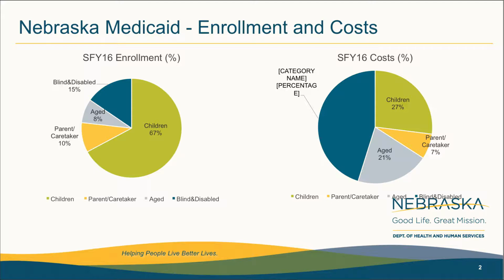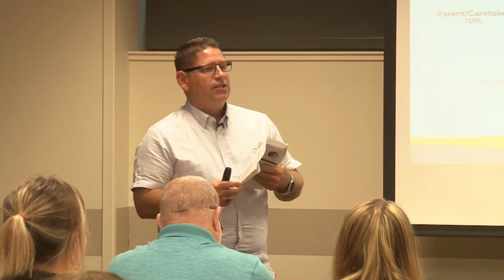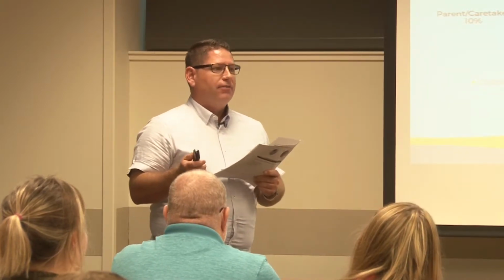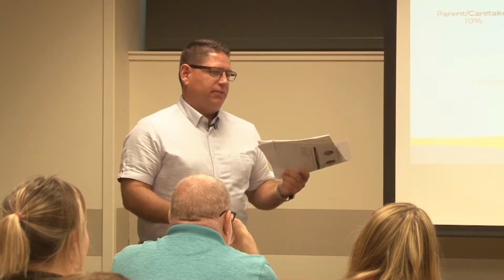Our children population is around 232,000 for the state. The total population right now under the Division of Medicaid is around 235. Those are current stats as of last month.